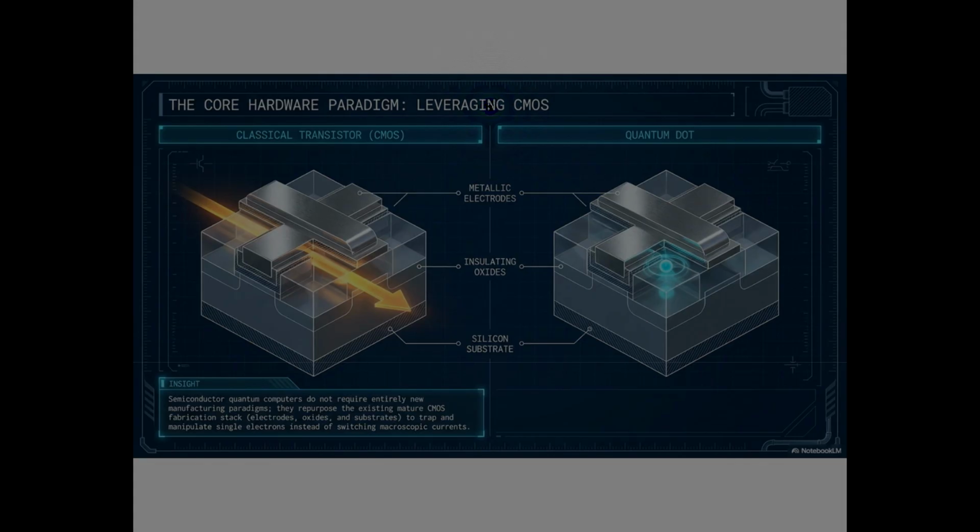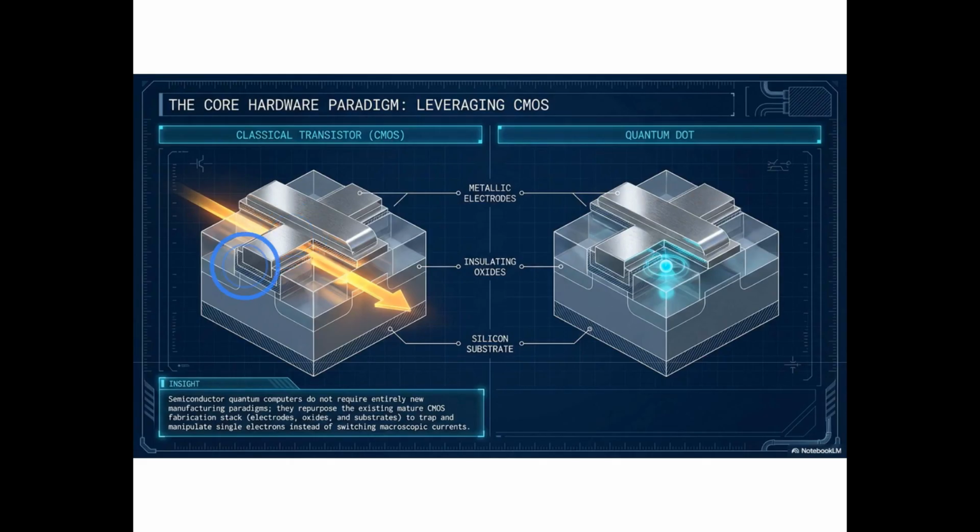A classical CMOS transistor and a quantum dot are built from exactly the same material layers. On the left, we have the classical transistor. Notice the three layers: metallic electrodes on top, insulating oxide in the middle, and a silicon substrate at the base. When a voltage is applied, a large current of electrons flows through the channel. This is classical binary switching, the foundation of every computer chip today.